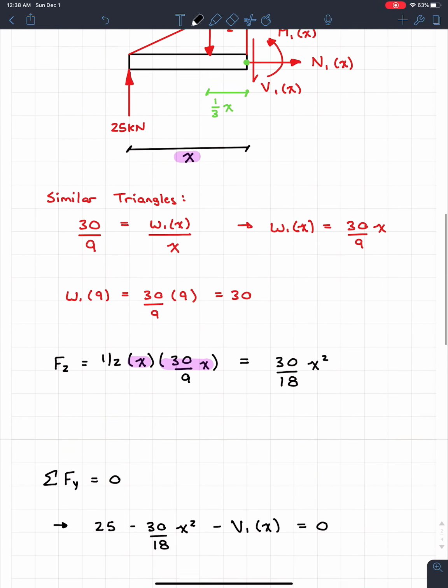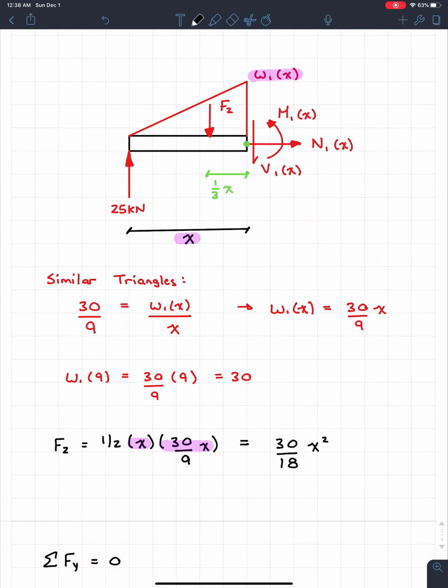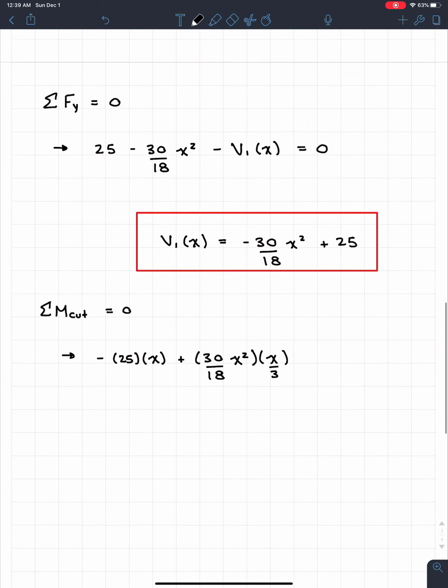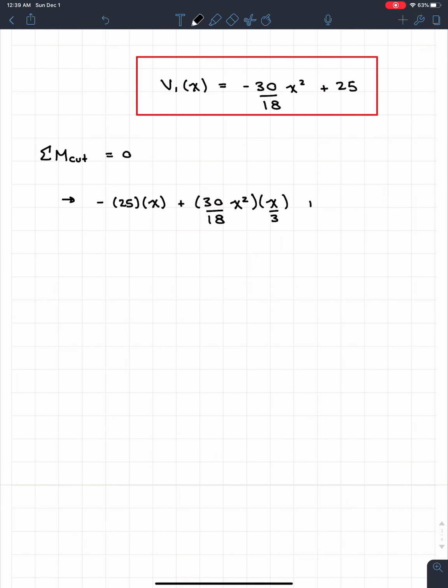And finally, if we look up, we're taking the moment at the cut, so V and N don't create a moment. However, the concentrated M1 will still be there, the concentrated moment. So that is going counterclockwise, so it's going to be positive. So we're going to have plus M1 of x is equal to 0. So this is another easy thing where we can just solve for M1 of x.